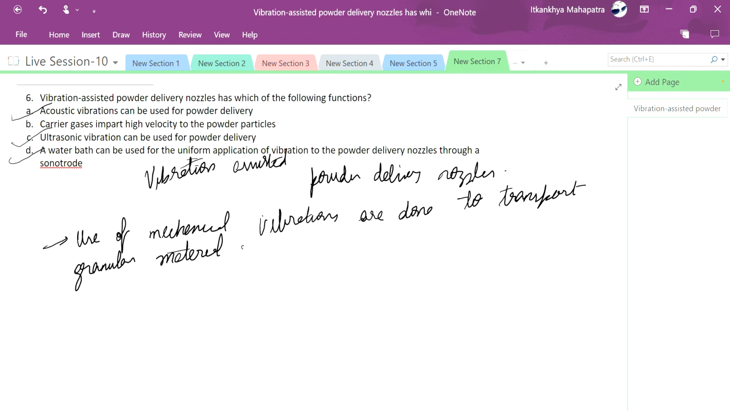This can be done by the vibratory conveyance method, and ultrasonic vibration can also be used for powder delivery, and the water bath medium can also be used, but carrier gases are completely different. So gas assisted is already another type of powder delivery system in powder feed based additive manufacturing processes.